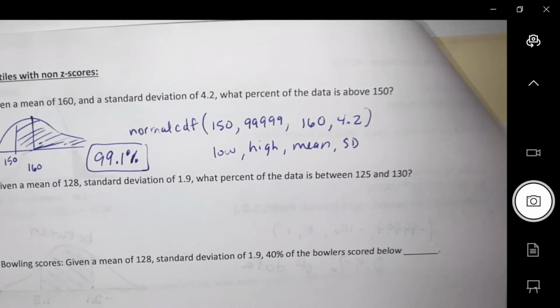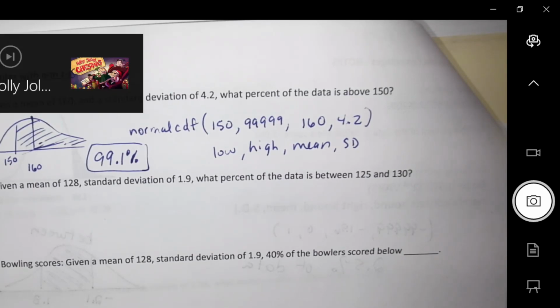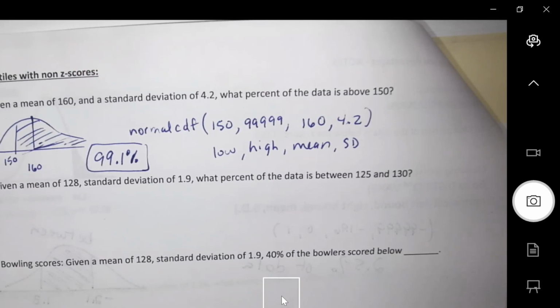Okay, so you can't have a test of 160. Let's say this is a bowling score of 160. If you scored in the league, if you scored a 150, 99.1% of the bowlers are better than you. That's what that would mean. Okay?